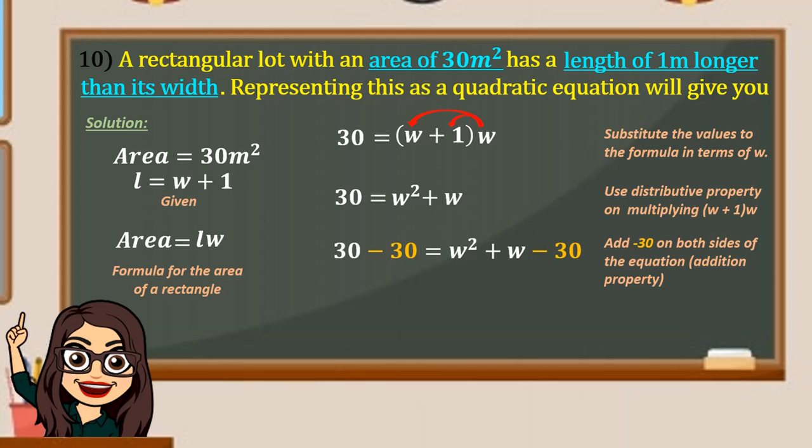So, let's start with the left side. So, sa left side, ika-cancel lang natin kasi 30 minus 30 is equal to 0. Then, bring down equal sign. Then, copy lang natin whatever written on the right side. So, that is W square plus W minus 30. Then, simplify natin. So, W square plus W minus 30 equals to 0. So, ito na ngayon yung ating standard form or yung ating quadratic equation in standard form.